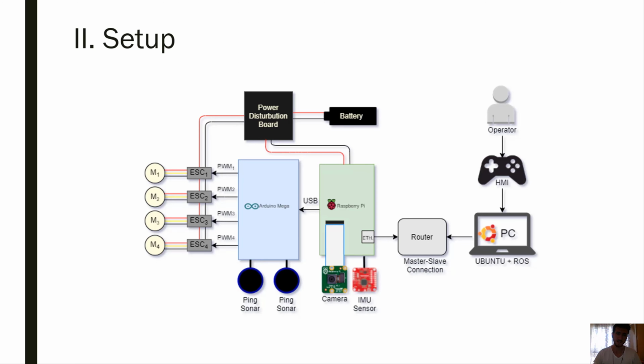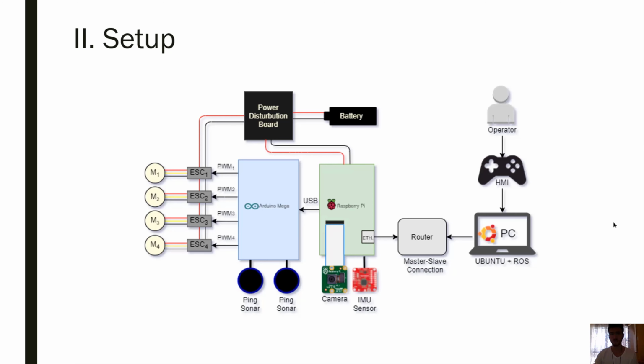And next up, this is the setup shown here. This part is basically a robot, and its main components are Raspberry Pi, Arduino Mega, camera, IMU sensor, ping sonar x2, 4 thrusters and their ESCs to control them, and lastly, battery and the power distribution board.